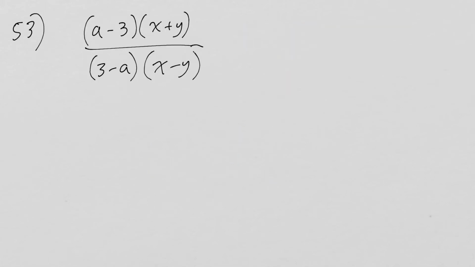Okay, here we have an a minus 3 in the numerator and a 3 minus a. These can cancel as long as you introduce a negative. So your final answer is simply going to be negative. Now I'm going to get rid of the parentheses because they would be redundant, over x minus y in the denominator. And you're done.